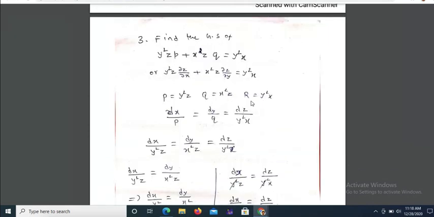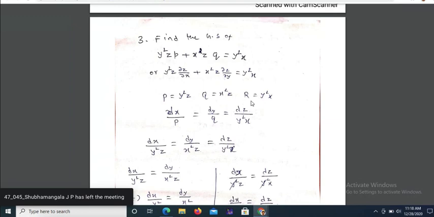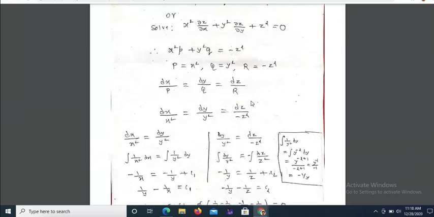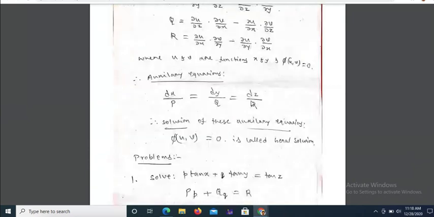Next, third problem. Any doubt, any questions? Any clarification required, you can ask. No doubt.